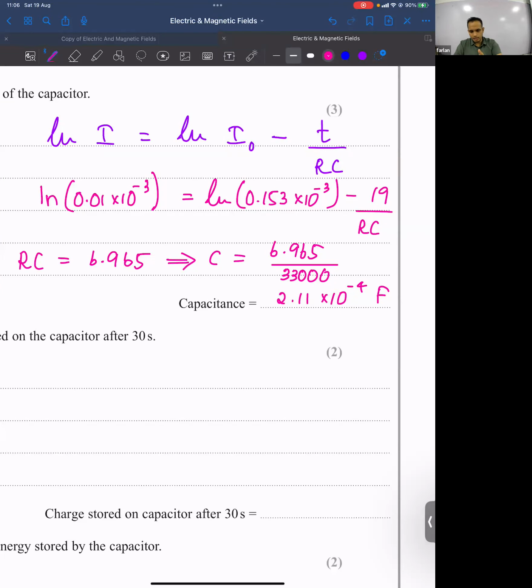I have the marking scheme answer. The marking scheme has given a range. They have accepted anything between 2 into 10 to the power minus 4 to 2.3 into 10 to the power minus 4. So no worries if you are getting anything in that range, 2 to 2.3, anything is fine. Is that okay?